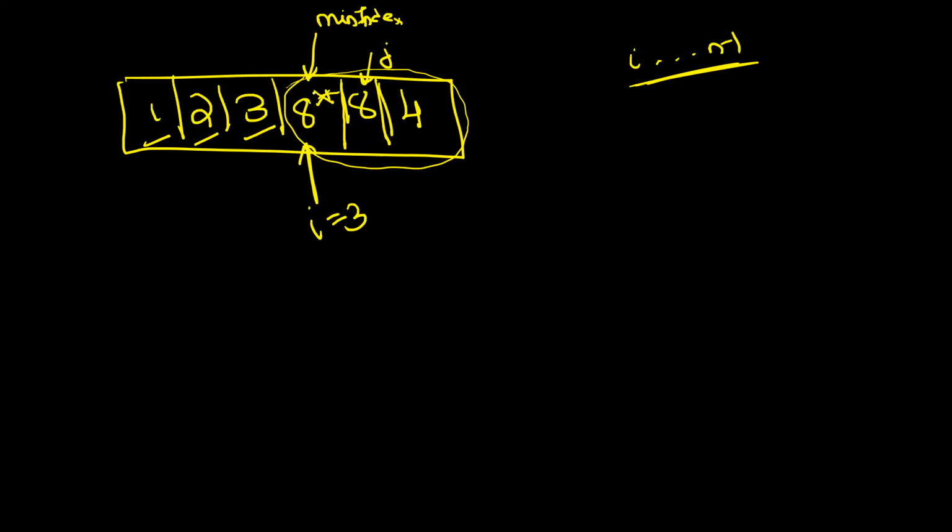Is ARR of J lesser than ARR of min index? No. Move forward. Is ARR of J lesser than ARR of min index? Yes. So I will update my min index. Min index comes here. Now J moves forward. Job done. Now this is the minimum element, so swap ARR of min index with ARR of I.